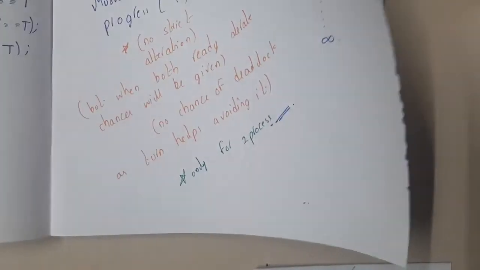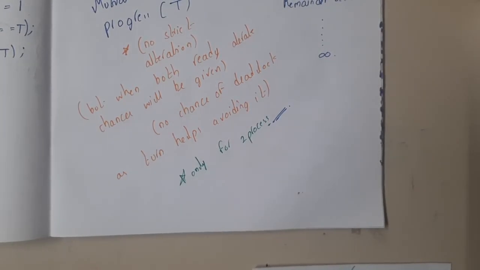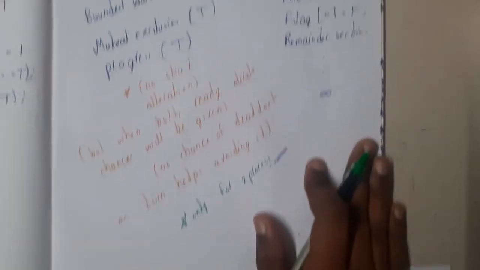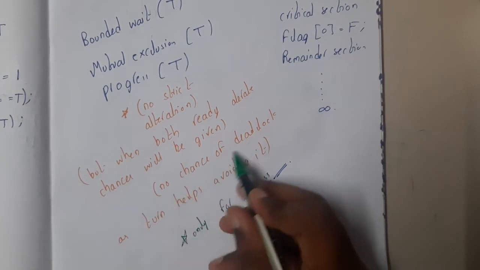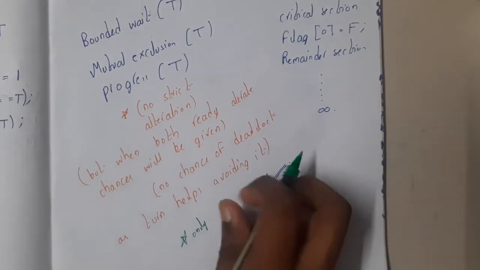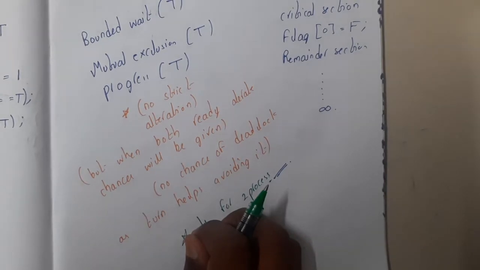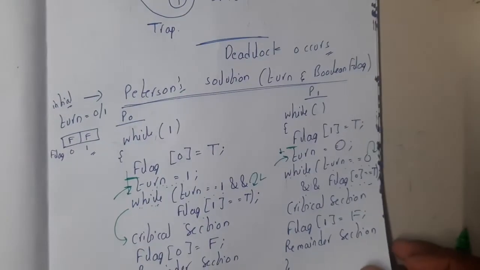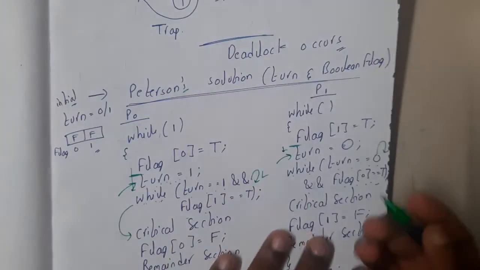Just give me a second. This solution should exist, right? Or am I doing anything wrong here? Just give me a second, guys. Basically there should not be a deadlock, right? Yeah, no chance of deadlock as turn helps to avoid it. So where did I mess this question up? Or did I write something wrong here? Yeah, obviously. My name is Ishwar, so I'll be writing something wrong.